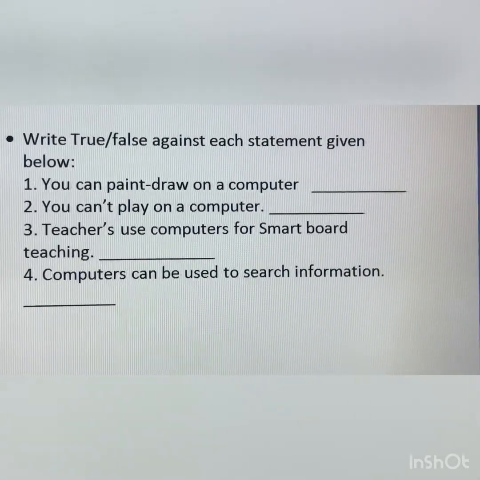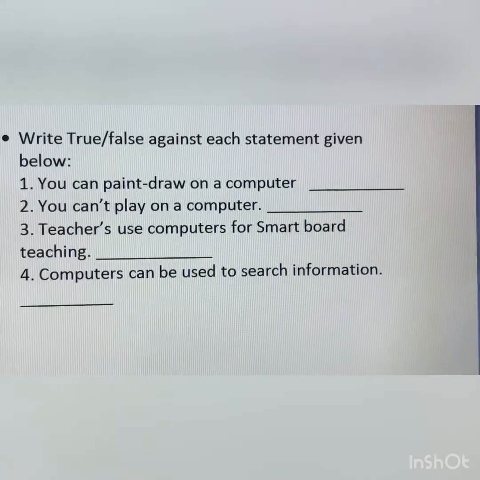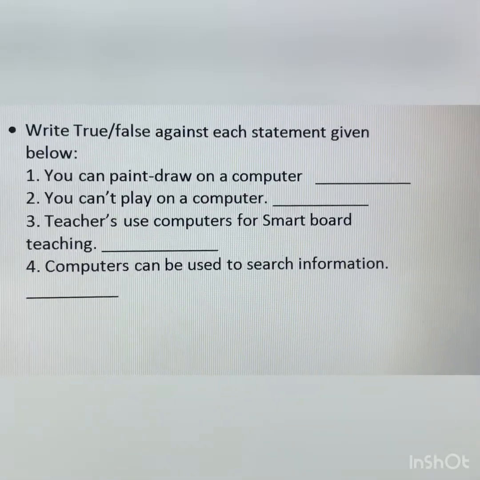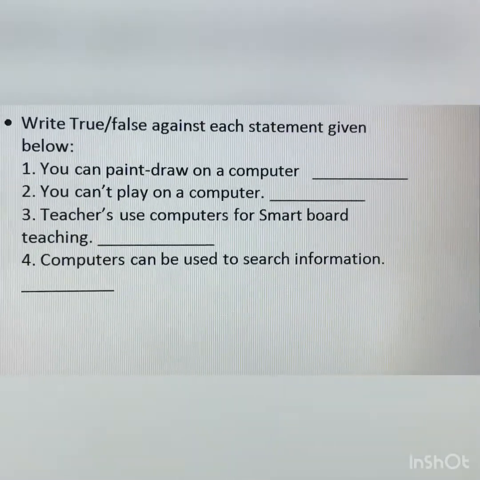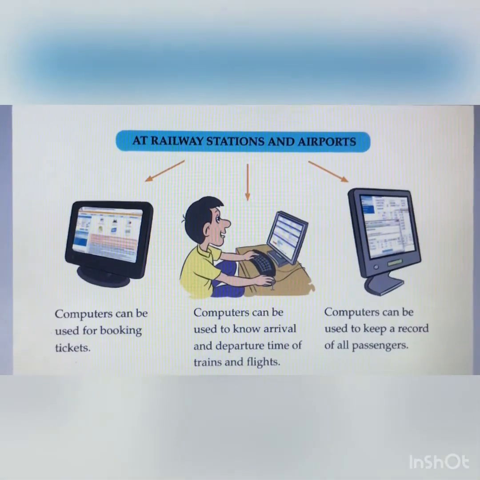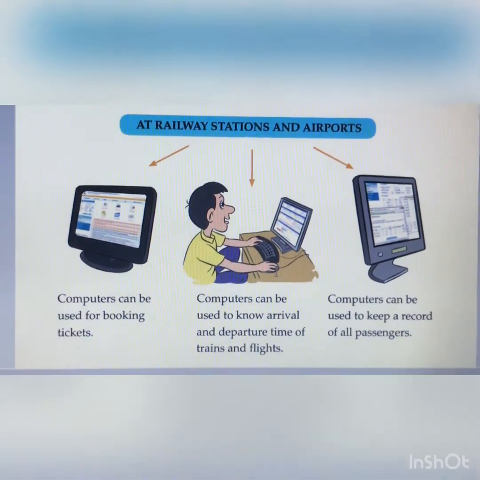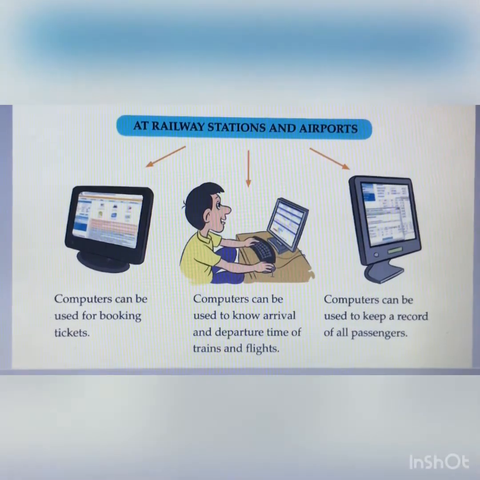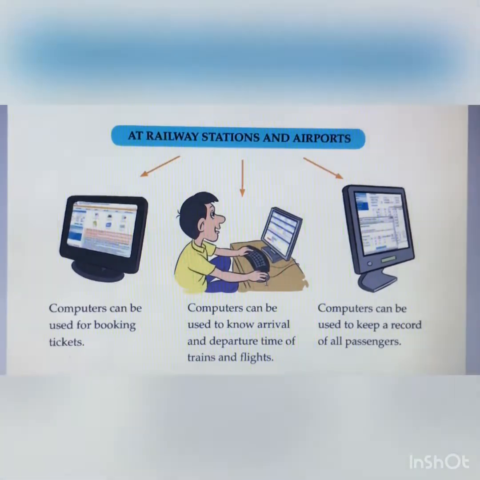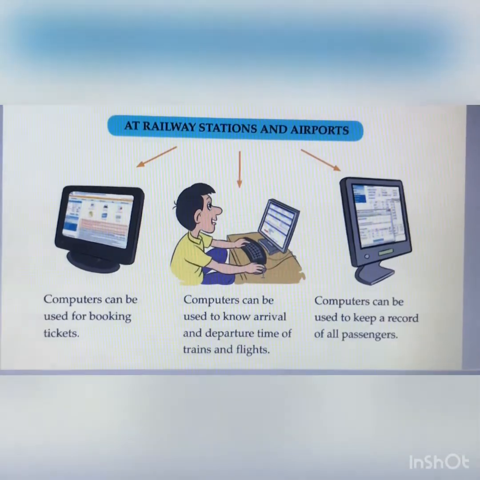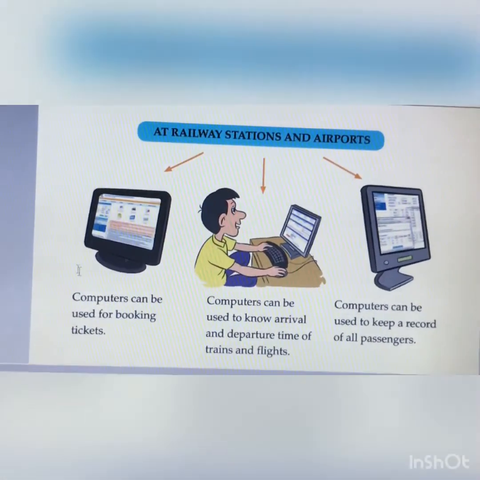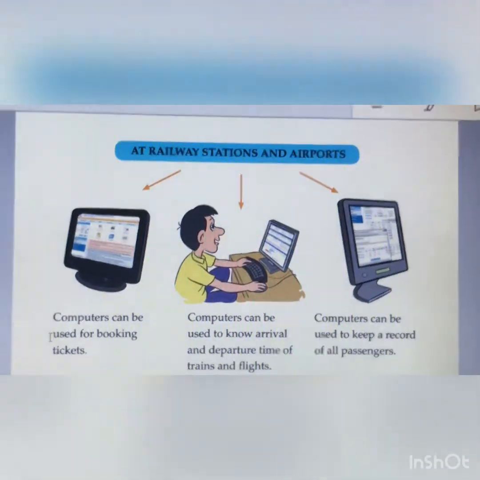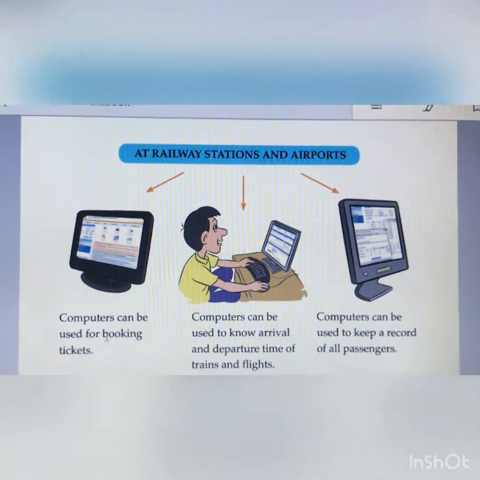Correct. True. So now we are going to learn how computers are used at railway stations and airports. In railway stations and airports, you all know computers are used to make tickets, to keep the record of passengers, or we can see where our train departed or our train arrival. So you can see on the course book page number 13.